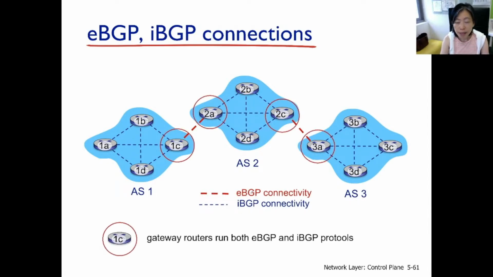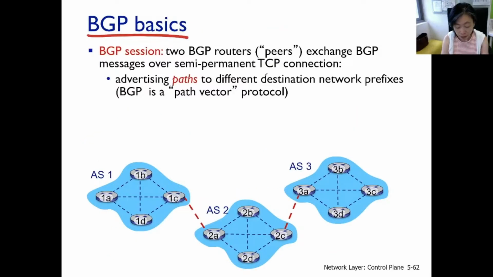So once again, these are gateway routers, and you see them having both the red connections and the blue connections. They run both the eBGP part of the protocol as well as the iBGP part of the BGP protocol. Those BGP connections are often referred to as BGP sessions. So these routers exchange messages over semi-permanent connections. The reason they are called sessions is probably because it's semi-permanent, so it's on all the time, and occasionally you take it down and then restart it. Okay, so semi-permanent TCP connections.